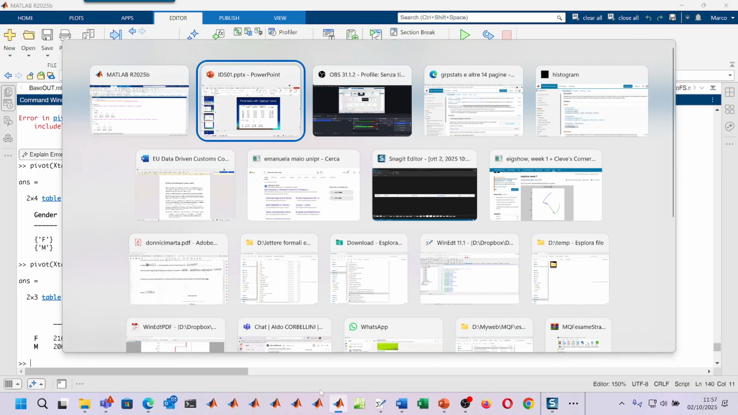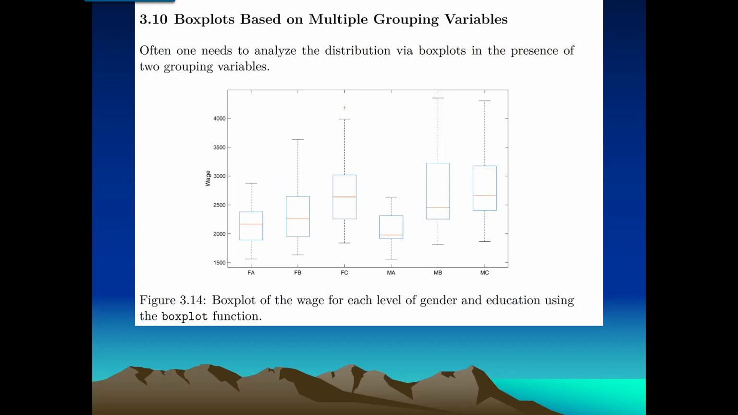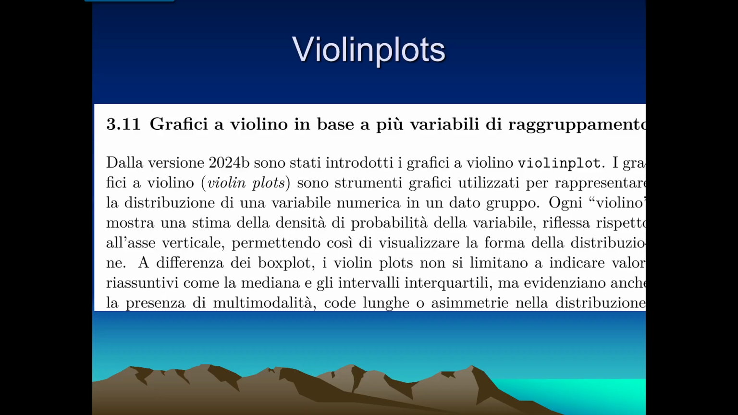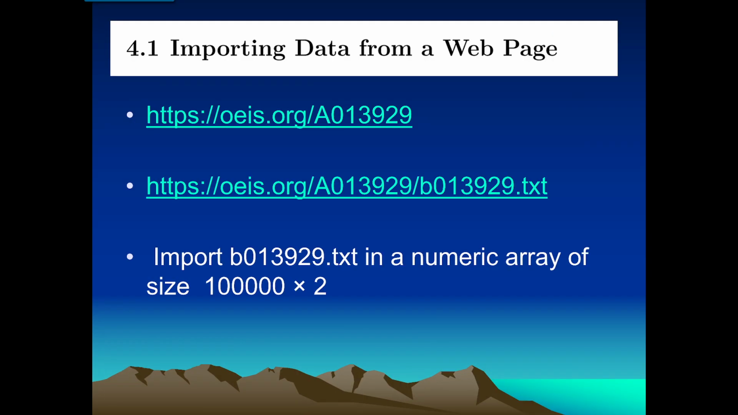Now, once you have created these levels, then you can create for each level of wage or education a violin plot, or a boxplot, or a box chart, right. However, now, let us go to chapter 4.